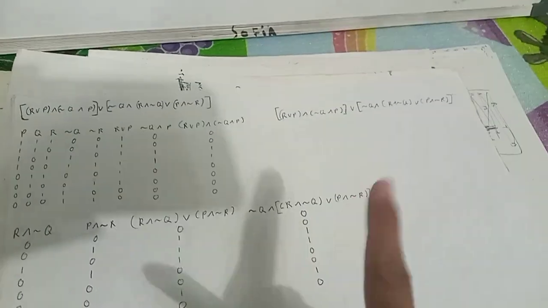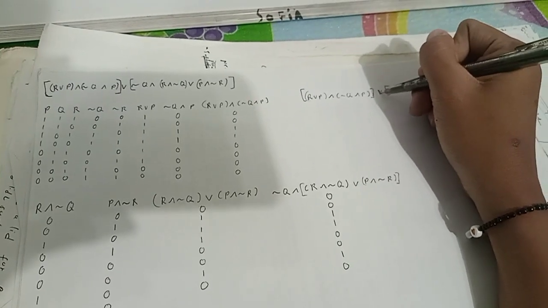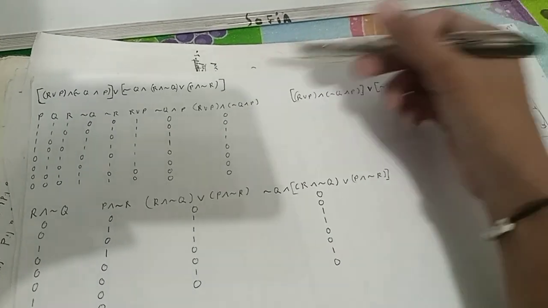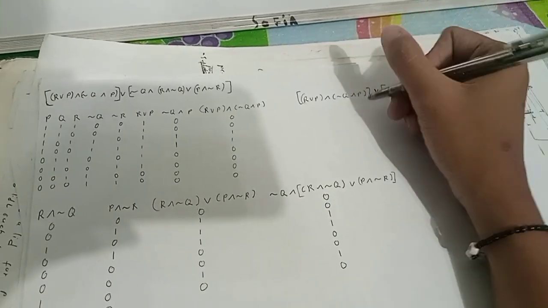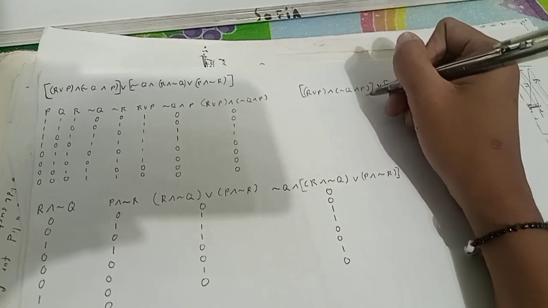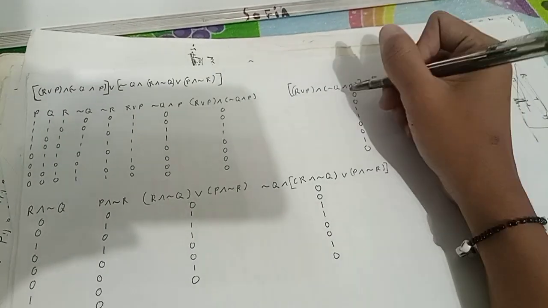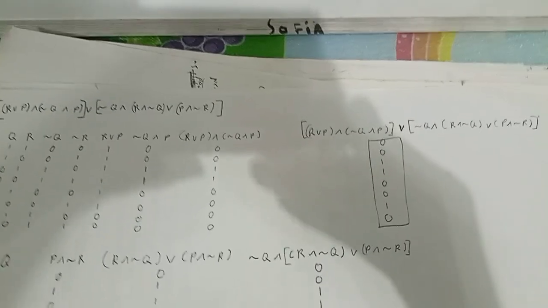So now let's compare these two. Their sign is OR, so if there is 1 in them, then it will automatically be 1. So the final answer will be 0, 0, 1, 1, 0, 0, 1, 0. This is the final answer. So let's construct the sentence.